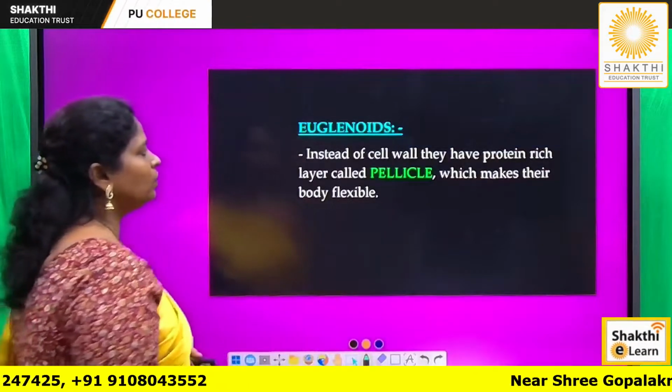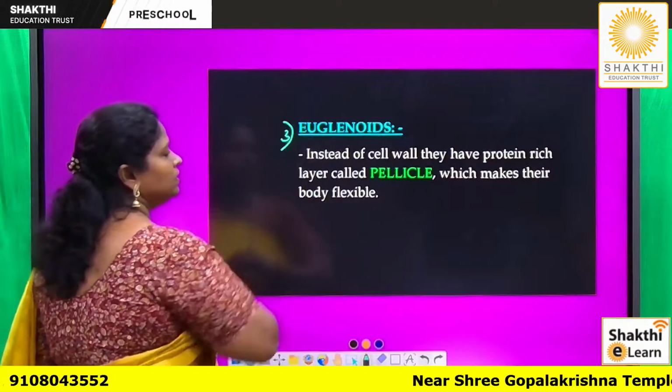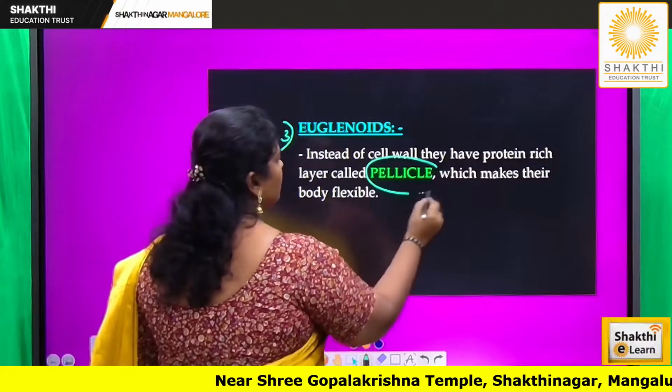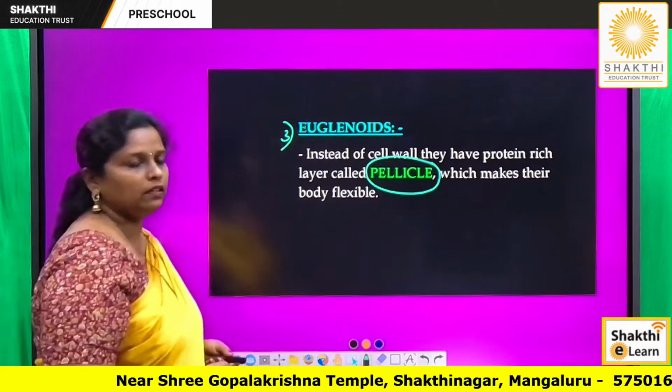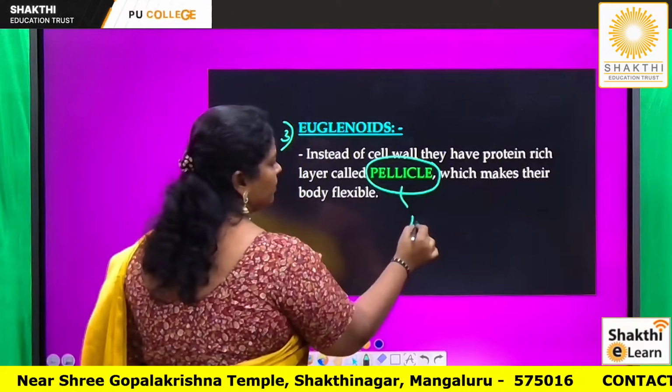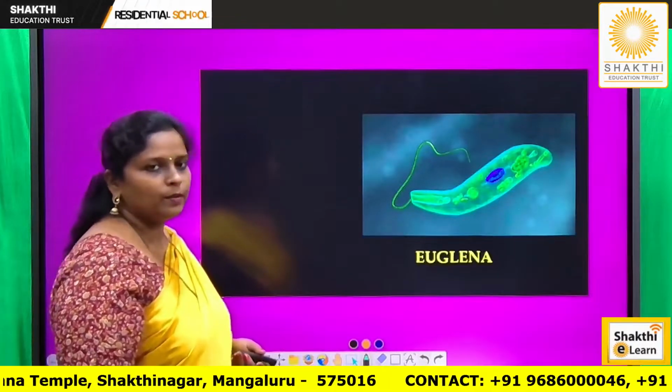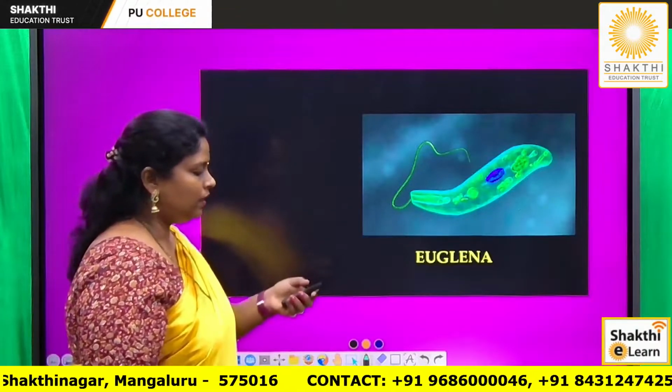Next important group is euglenoids. This is a group which, instead of a cell wall, has a flexible layer called pellicle. This can be asked for 1 mark. So this is an example which comes under euglenoids, Euglena. It also has flagella.